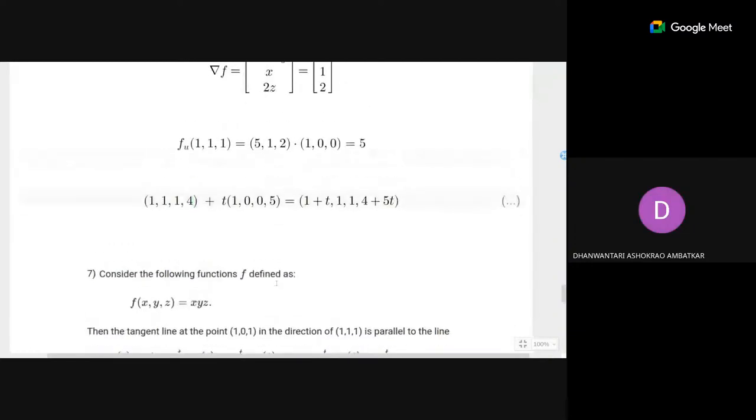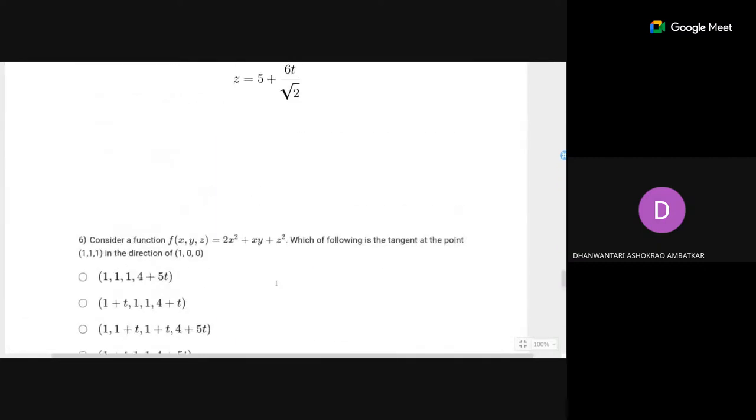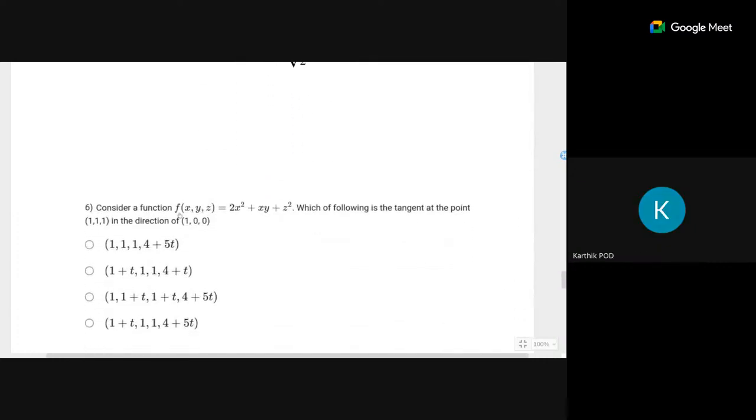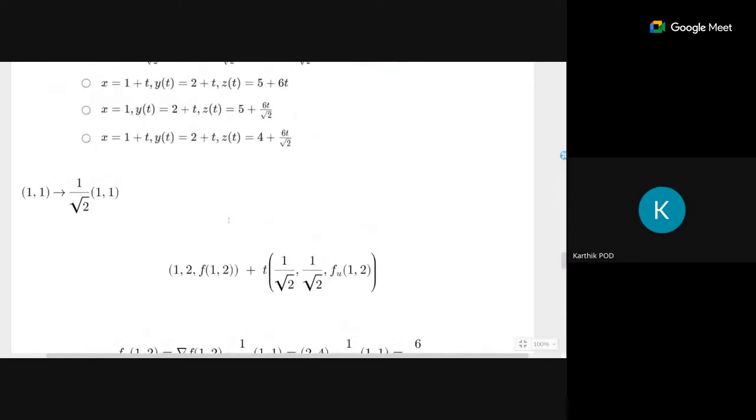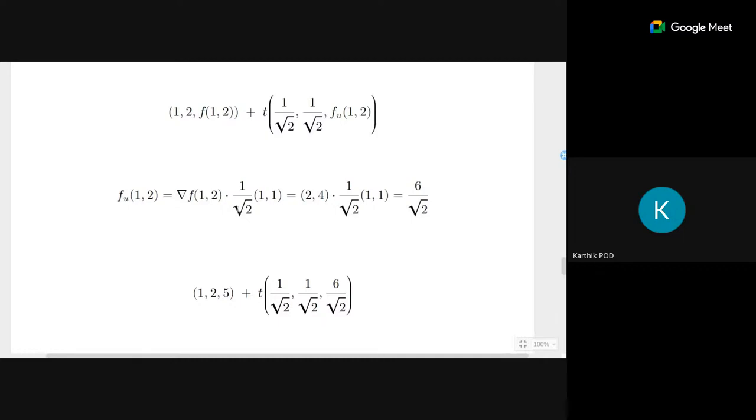Sir, I have a doubt. In the previous question, we had taken 1 by root 2, that is the norm. Here, we have not taken 1 by root 2. Yeah, because the direction is already a unit vector, right? In the previous one the direction (1, 1) was not a unit vector, therefore we had to convert it into a unit vector and then solve the problem, right?